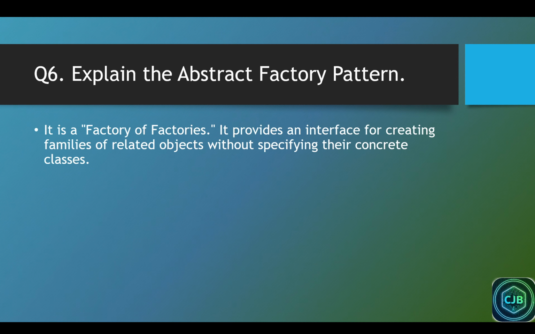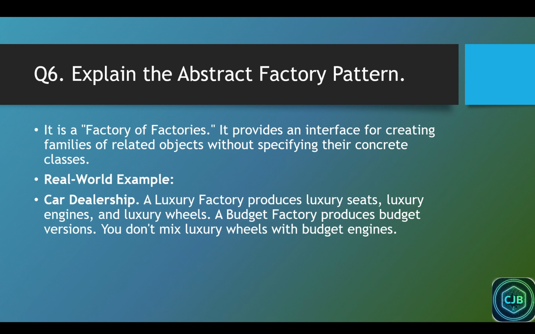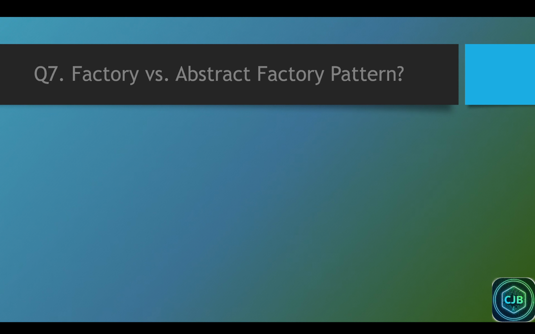Explain the abstract factory pattern. It is a factory of factories. It provides an interface for creating families of related objects without specifying their concrete classes. Real world example: car dealership. A luxury factory produces luxury seats, luxury engine, luxury wheels. A budget factory produces budget versions. You don't mix luxury wheels with budget engines.